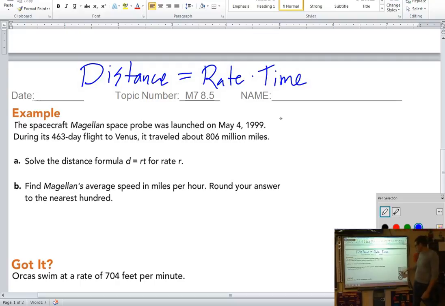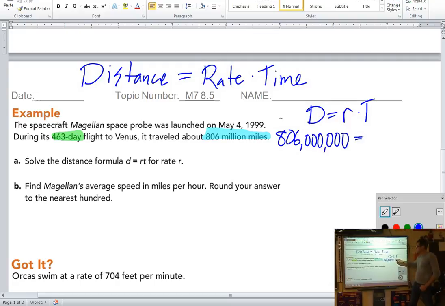So, when we look at what we know about Magellan, this real spacecraft Magellan, it had a 463-day flight. It traveled 806 million miles. So when we set up our dirt formula, we have D equals RT. What do we know to be able to fill in? Dustin? Alright, so the distance we have is 806 million, so that needs 6 zeros after it. We don't have its rate. We don't know the rate.